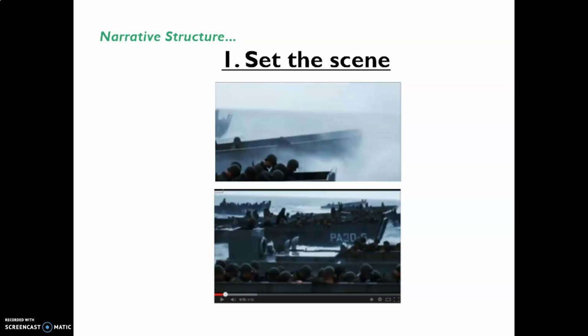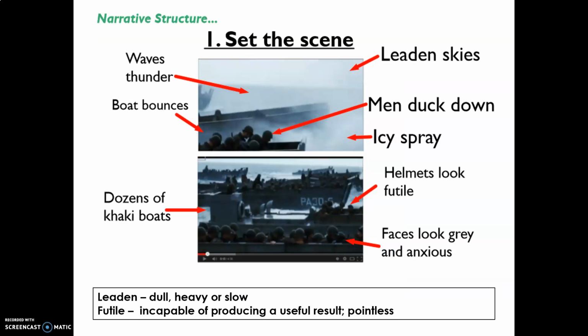Maybe a word like laden might be useful, the laden sky. If I'm looking at the spray from the water, I imagine that to be very cold. So maybe I could describe it as the icy spray. When I look at the soldiers, I'm looking at what they're doing. Well, are they sort of ducking down? Is that the best way to describe that movement? And once I've done that, I'm going to add my labels to my sheet. So you can see my example here.